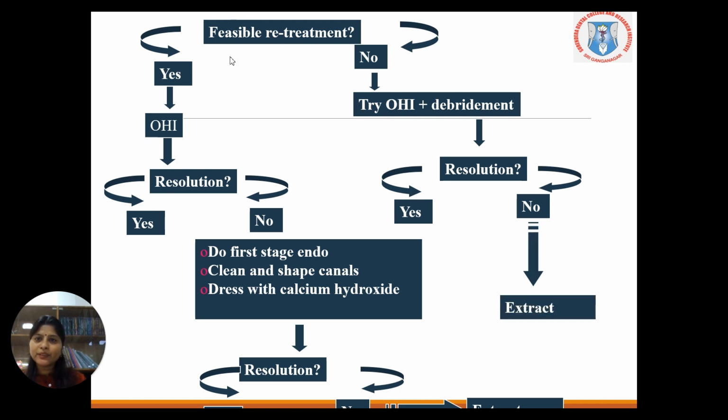Now, if the root canal treatment is feasible, first do scaling and remove the local factors which are present in that area. If it is resolved, then it's okay. If it is not resolved, go for re-RCT. After re-RCT, check again. If the lesion is resolved, then it's okay. If it is not resolved, go for extraction.